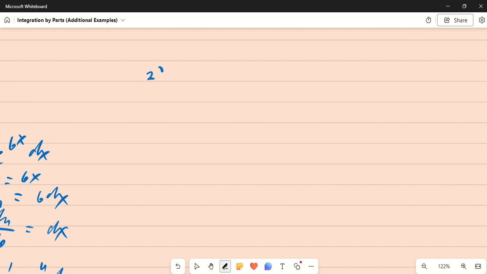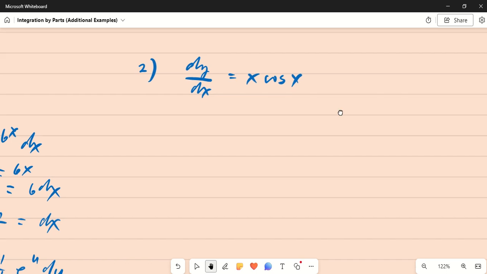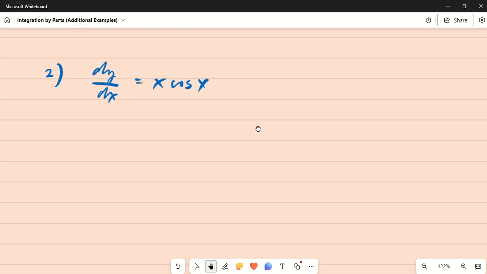So number 2 here, you're asked to solve the general solution of the differential equation dy over dx is equal to x cosine of x. Again, we apply integration by parts here. The first thing that we need to do is we cross multiply. So you'll be having dy is equal to x cosine of x dx. Then after that, we apply integration by parts.